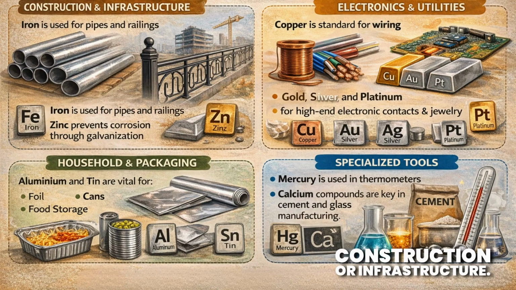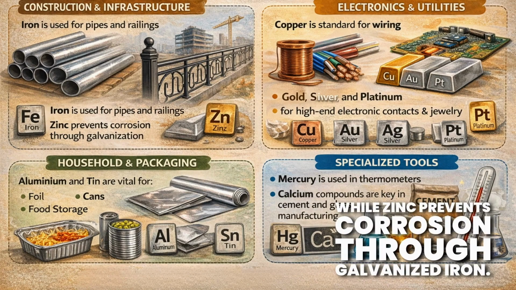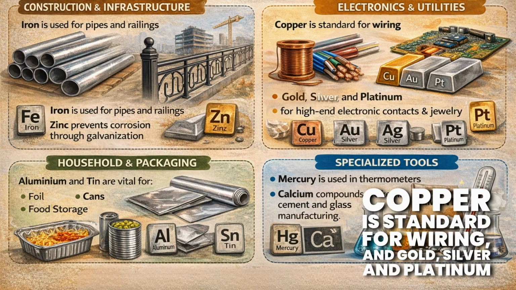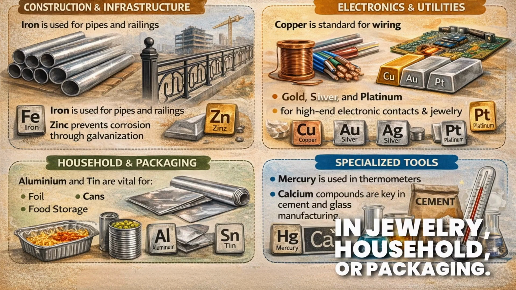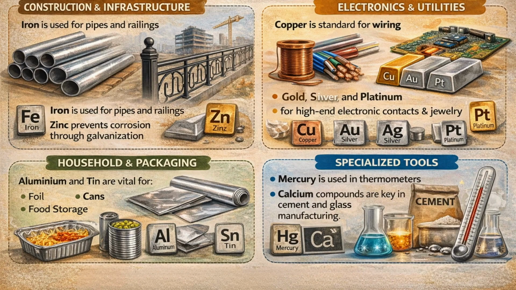Uses of metals. Construction or infrastructure. Iron is used for pipes and railings, while zinc prevents corrosion through galvanization. Electronics or utilities. Copper is standard for wiring, and gold, silver, and platinum are used for high-end electronic contacts and jewelry. Household or packaging. Aluminium and tin are vital for foil, cans, and food storage.